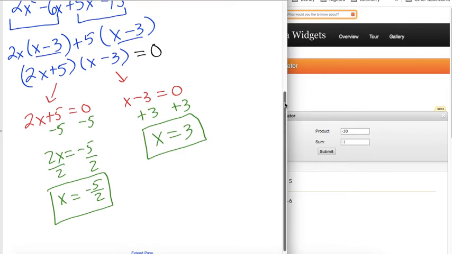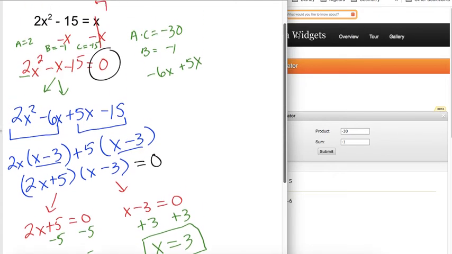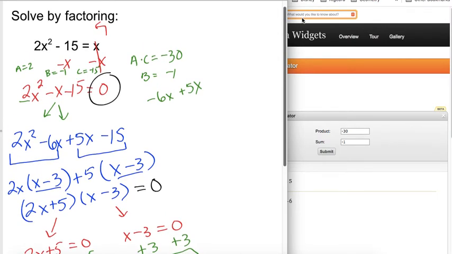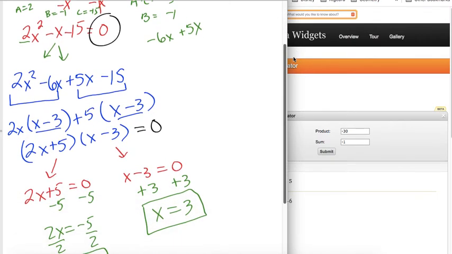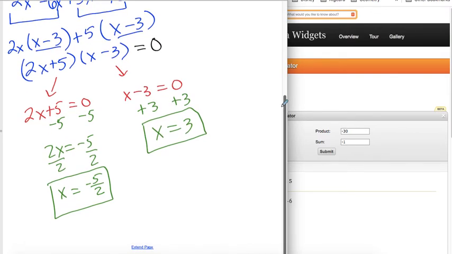And then that's it. So that's solving by factoring. So you've got to get everything to the same side. You've got to factor. Once you have your factors, you set each factor equal to 0. You solve those equations for your x values, and those x values are the solutions.